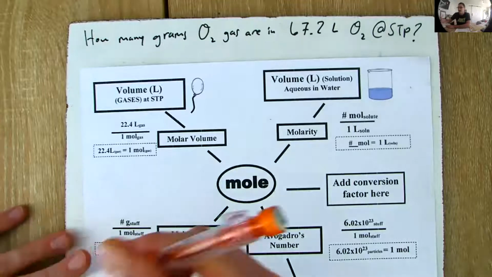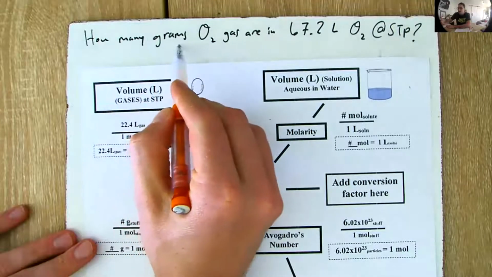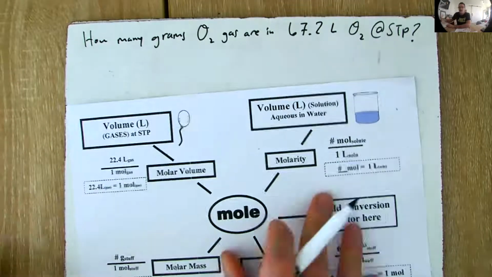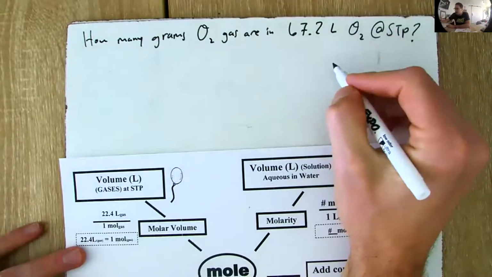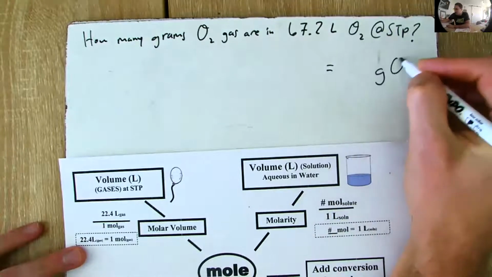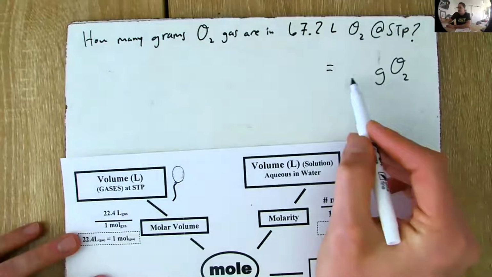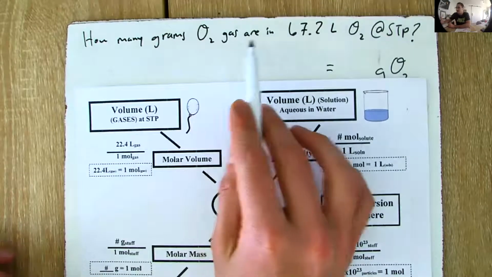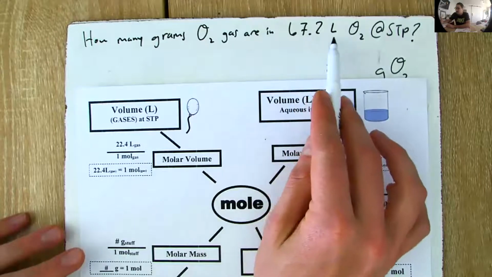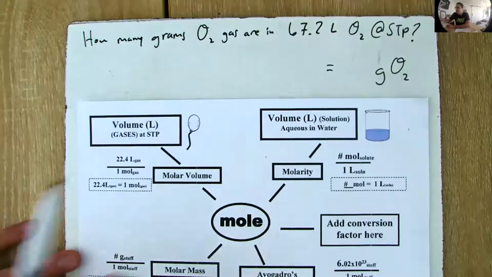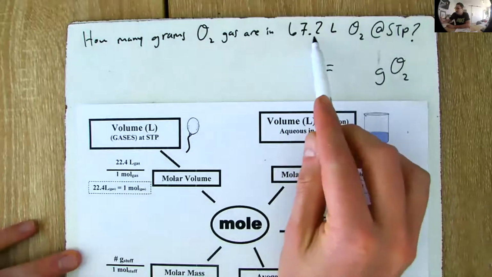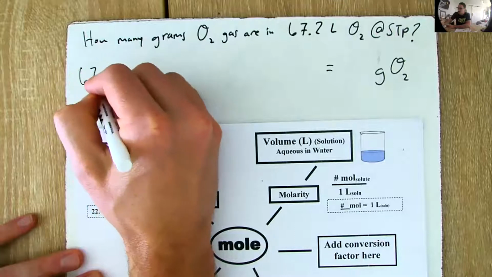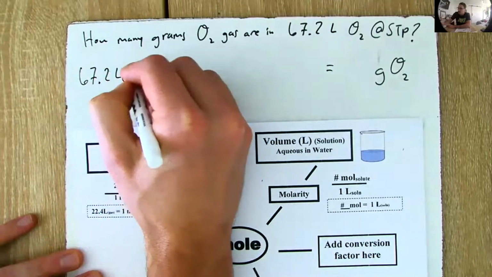The question's asking, how many grams of O2? So I know that I'm going to be solving for grams of O2. So when I set up my problem, I put an equal sign and I put grams of O2 at the end, leaving a space for a value. Let's read the question again. How many grams of O2 gas are in 67.2 liters of O2? So I'm going to be starting with 67.2 liters that needs to be converted into grams. So let's start with 67.2 liters of O2 gas.